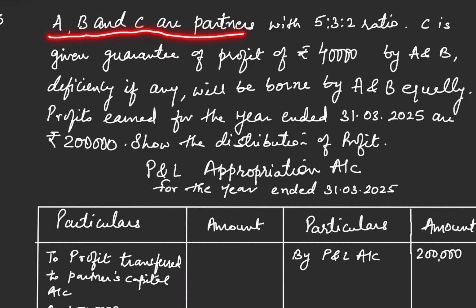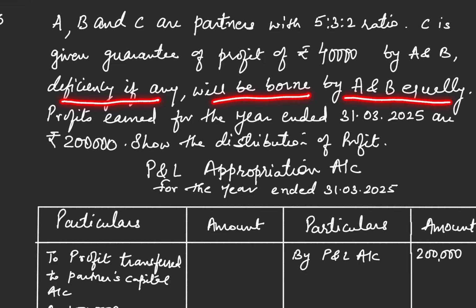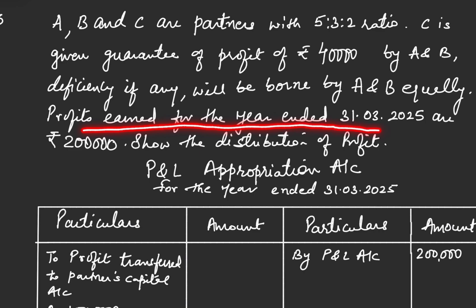So here A, B and C are partners in a 5:3:2 ratio, where C is given a guarantee of profit of rupees 40,000 by A and B. Deficiency, if any, will be borne by A and B equally. The profits earned for the year ended 31st March 2025 are rupees 2 lakhs. Show the distribution of profit.